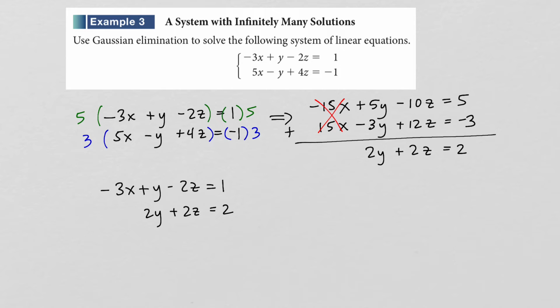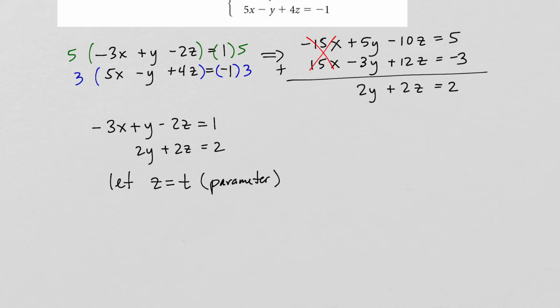So from here, what I'm going to do is let z be equal to some variable. I'm going to call that variable t, which is often referred to as a parameter. You don't have to worry too much about this. I just want to bring it up. If z is equal to t, then if you plug z equals t in here, you get 2y plus 2t is equal to 2. I could solve for y by subtracting 2t from both sides, and then dividing everything by 2. If I do that, I get y equals negative t plus 1.